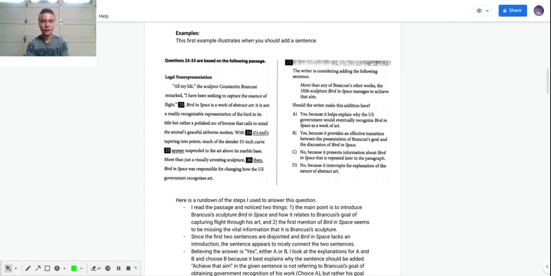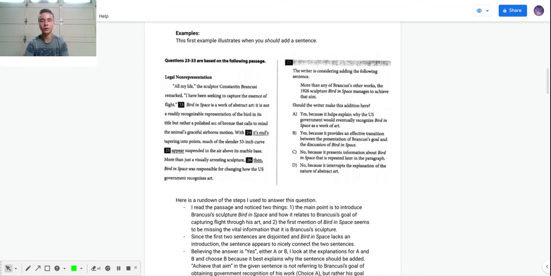So in the second sentence, you can see Bird in Space is a work of abstract art. What's strange about this is it doesn't really say what Bird in Space is. It forces you to make the assumption that it's a sculpture from Brancusi. But if you look at the sentence here, it says more than any of Brancusi's other works, the 1926 sculpture Bird in Space, that introduces Bird in Space as a sculpture of his. So this provides missing information that makes the paragraph flow a lot better, which means that it's almost certainly correct.